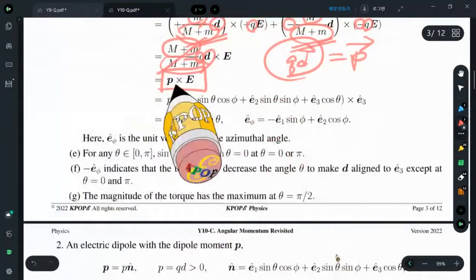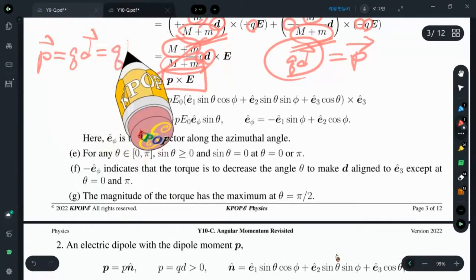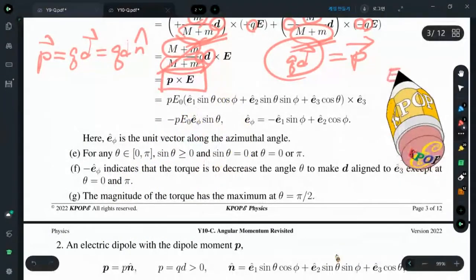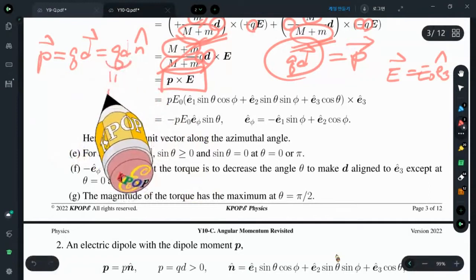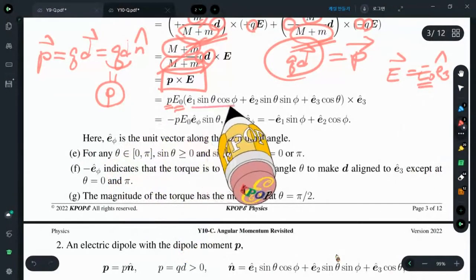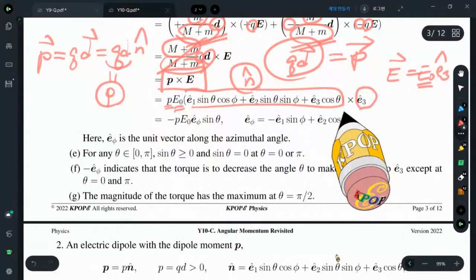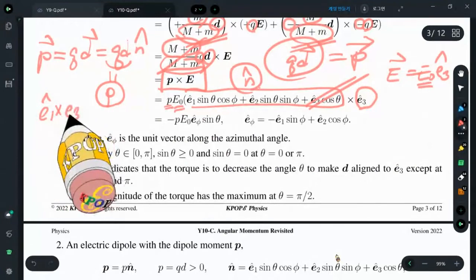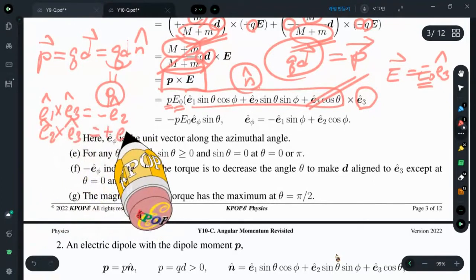Now, next, we substitute the P. P is QD n hat. Electric field E0, e3 hat. So let us just make use of P, QD to be P. So P is here. From here, E0 is here. What's that? This is n hat, the unit vector along the electric dipole moment. And we have e3 hat. Cross product. Same thing disappears. e1 cross e3 equals minus e2. e2 cross e3 equals plus e1.